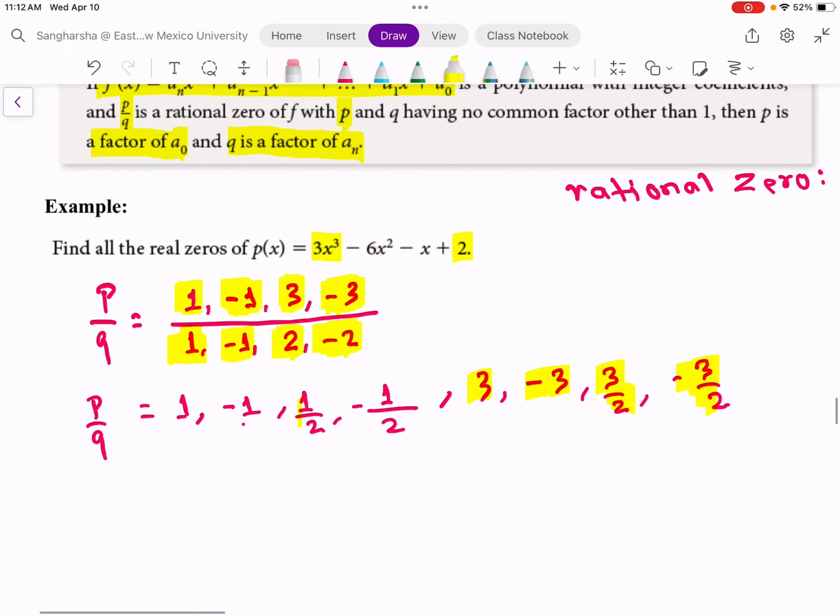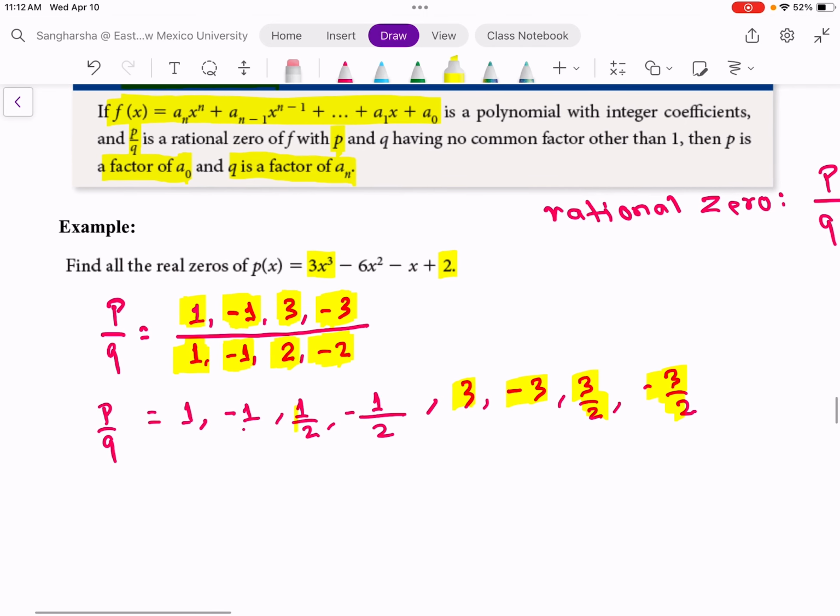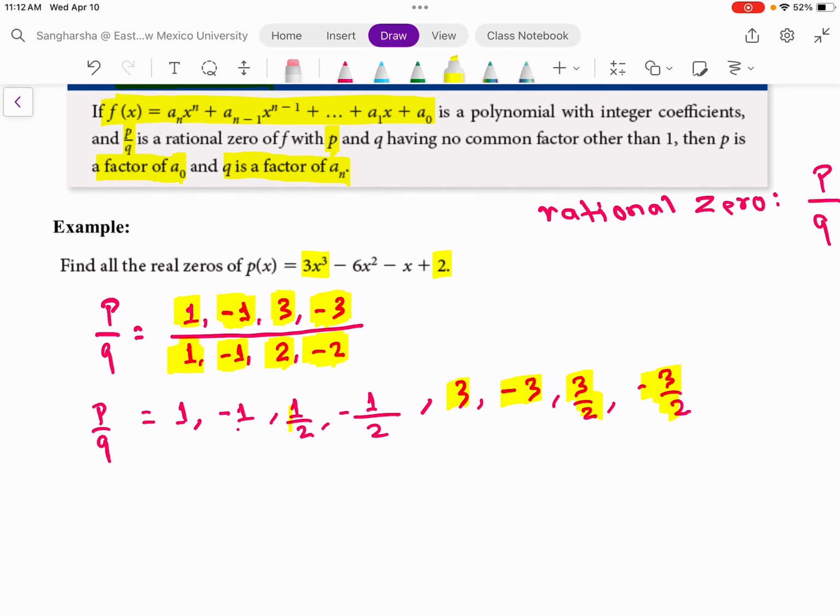So these are the rational zeros. You have 4 options for p and 4 options for q, so make sure you take every number here. Now out of these rational zeros, we can always find the real zero.